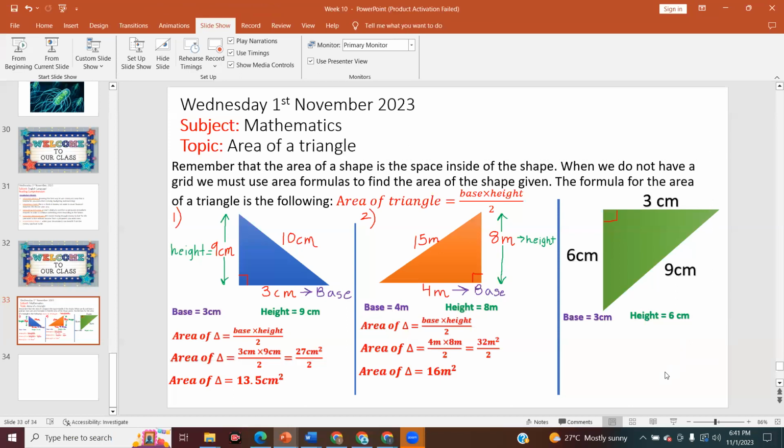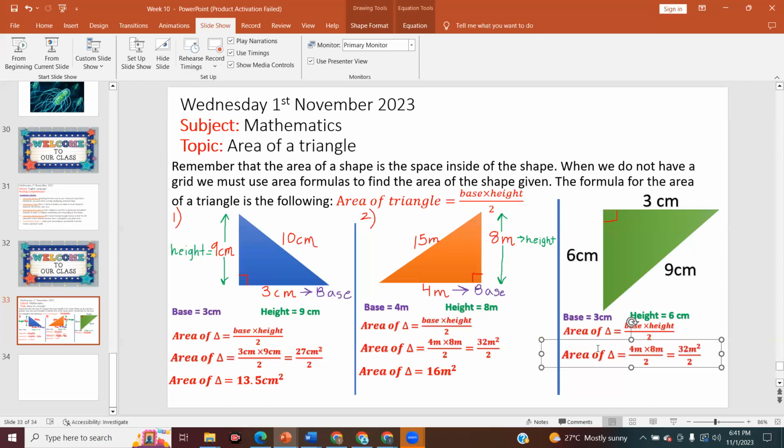Now, let's determine the area of the triangle then. So the area of the triangle is base times height. If you think you already know the answer, you can put the answer inside the chat. But it's base times height. What is the base of the triangle? The base is 3 centimeters, sorry. The height is 6 centimeters. And so 3 times 6 is what? 18. Very good, 18 centimeters. All right.